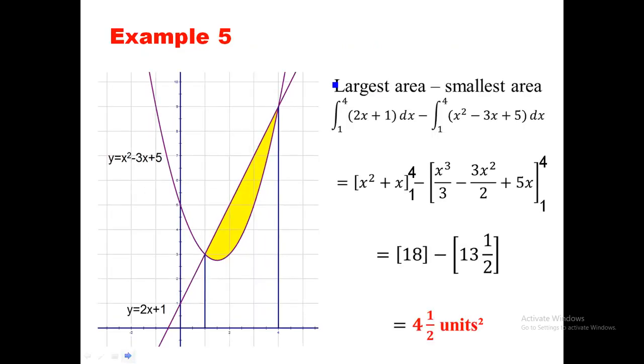Okay, this is an example. The larger area minus the smaller area is the area that we're trying to find. Now, if I ask you, what's the largest area in this case? The one with the diagonal line. I think I know what you mean. The largest area is this.